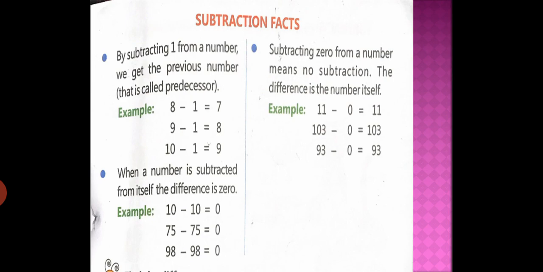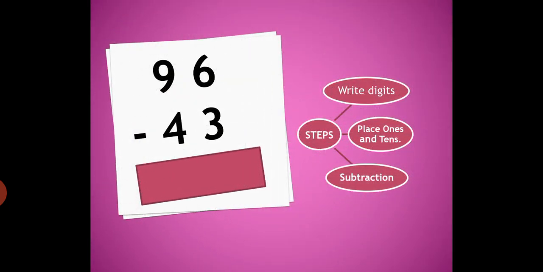Last but not the least, subtracting 0 from a number means no subtraction. The difference is the number itself. For example, 11 minus 0 is equal to 11, 103 minus 0 is equal to 103, 93 minus 0 is equal to 93. Now we will solve the sum stepwise. The first statement is subtract 43 from 96. The first step is write greater number first and smaller number below the greater number.